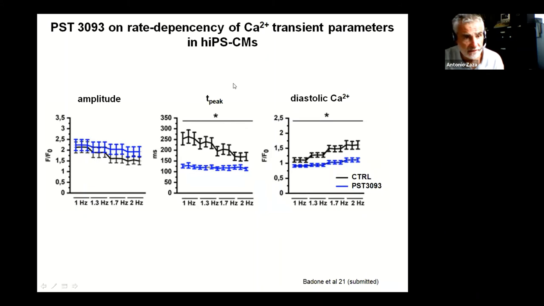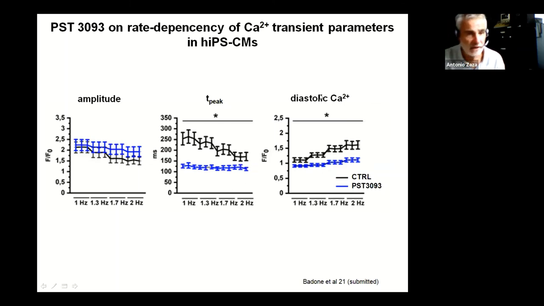Nonetheless, look at the time to peak. Time to peak was longer in the beginning in the control than in the drug-treated cells. It went down during the increasing rate. If we apply the drug, the time to peak was so short in the beginning that the curve was flat. It didn't undergo any further change during stimulation.